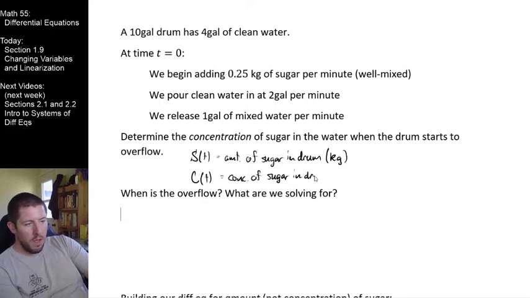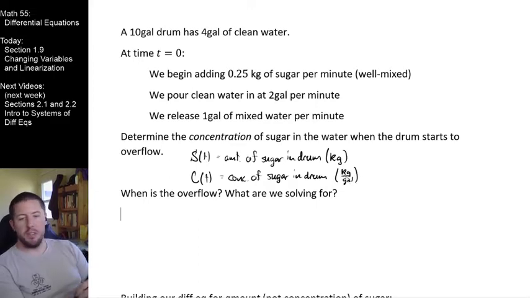In the drum. And what this should be is this should be being measured in kilograms per gallon, right? And so that's our concentration of sugar. So it's a unit that would be associated with a C of T right there. So let's talk about when is this overflow going to happen.